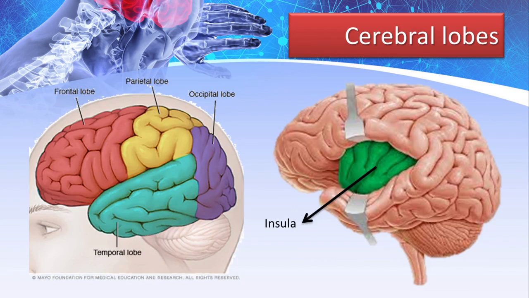These are the 5 cerebral lobes. The first one is the frontal lobe, then parietal lobe, then occipital lobe, temporal lobe, and the 5th lobe is the insula. The insula is not visible unless the parietal lobe, frontal lobe, and the temporal lobe are retracted or pulled apart, because it is located deep in the lateral sulcus.